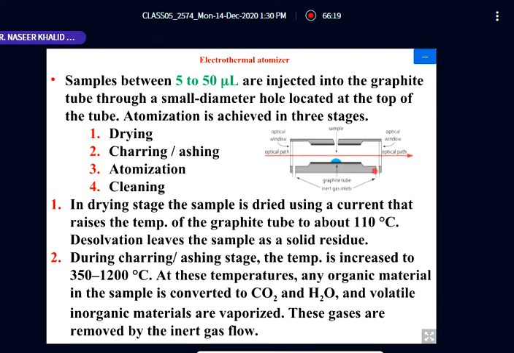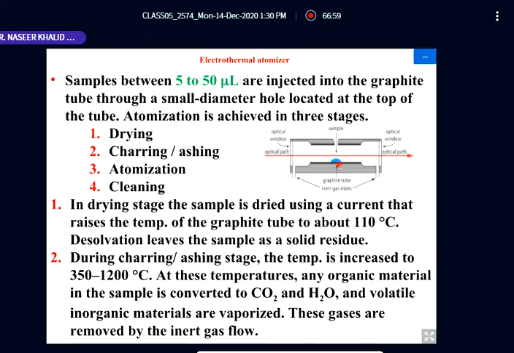we will increase the temperature of this tube in a controlled fashion. In a controlled fashion means what? First, we need a lower temperature at the drying stage. For example, if it is a water solution, water can be dried at 100 degrees, so we increase the temperature up to 100, as a precaution up to 110 degrees Celsius. So all the evaporation will take place there.